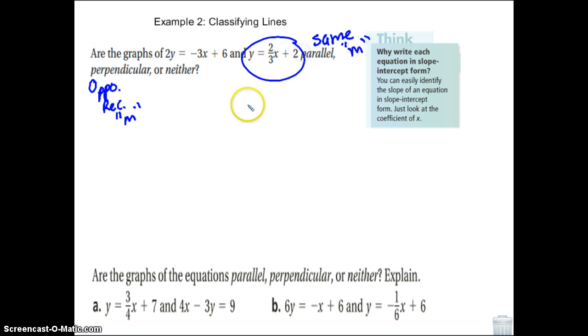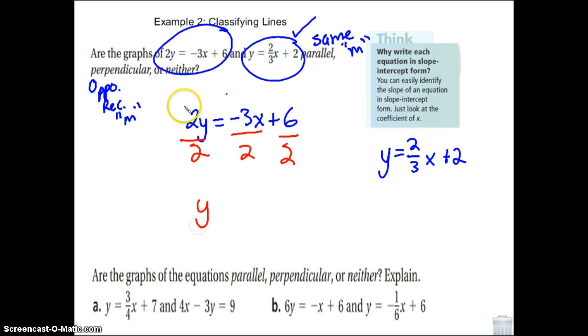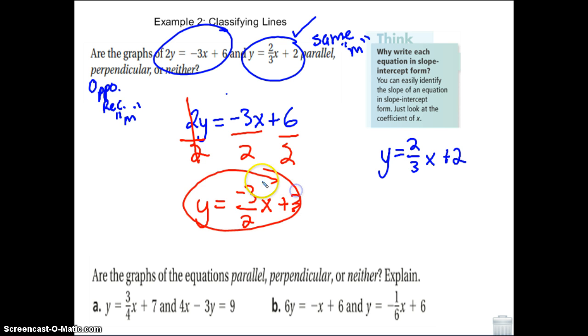So notice, one of these is in slope-intercept form, and one of these is not. So you have to get them both into slope-intercept form. So this one is already done, so you're good. So I'm just going to write it over here. This one you have to get in slope-intercept form. So we need to get y by itself. The only thing I have to do to get y by itself is to divide everything by 2. And I get y equals negative 3 over 2x plus 3. So there's our new equation.